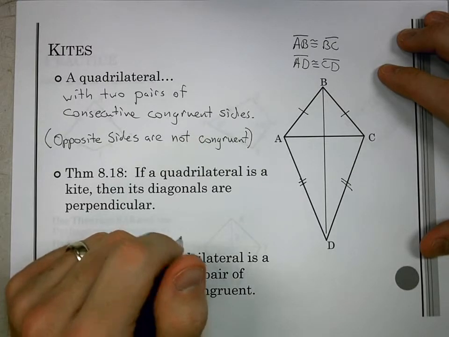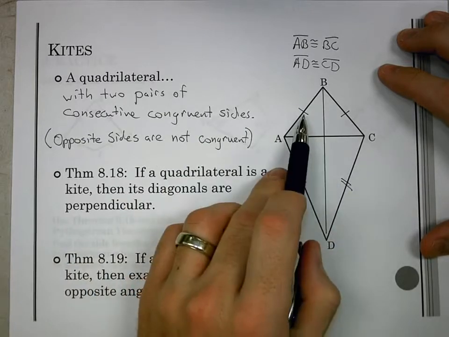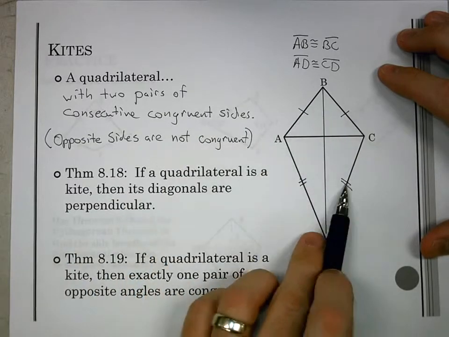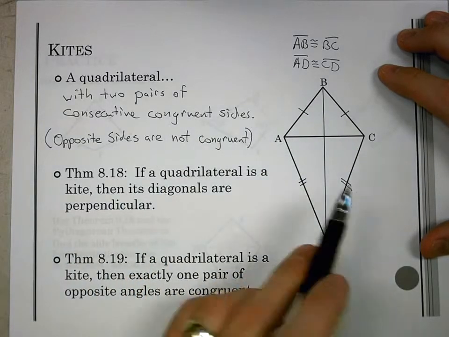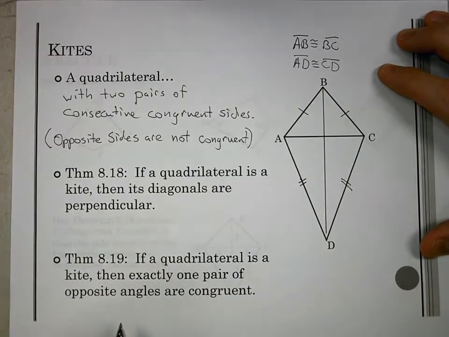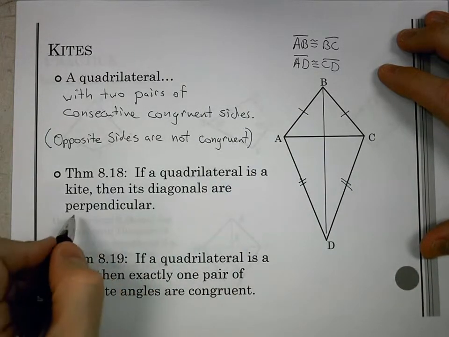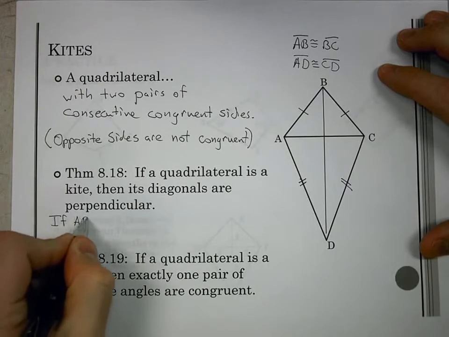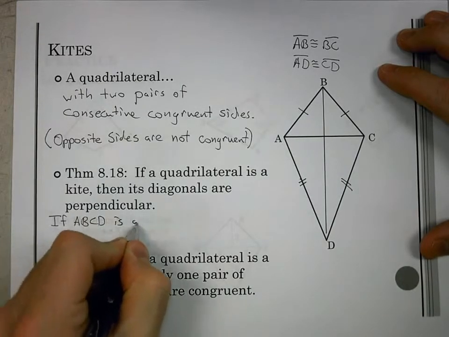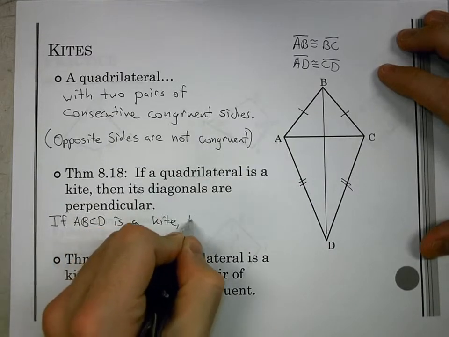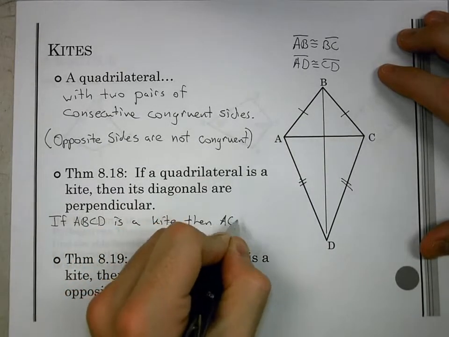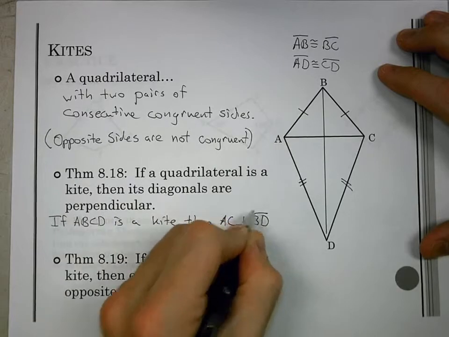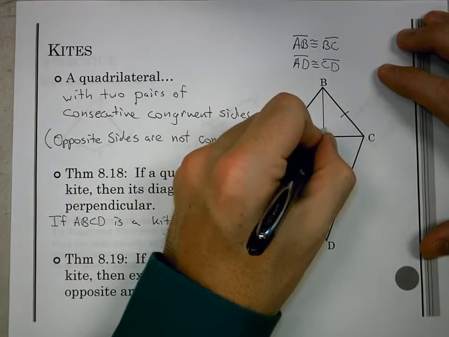So opposite sides can't be the same, which puts two sides together and another two sides together. Now, our first theorem for a kite says if a quadrilateral is a kite, then its diagonals are perpendicular. So here I'm going to say if ABCD is a kite, then AC is perpendicular to BD. So that is a right angle.